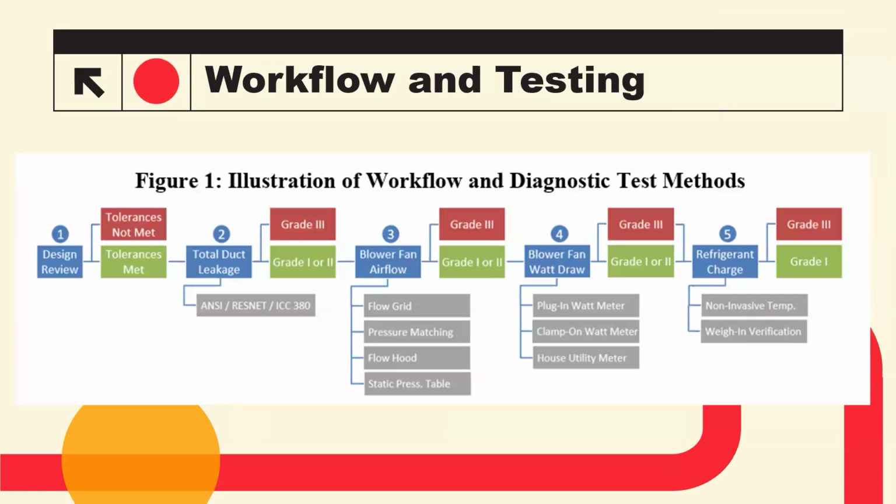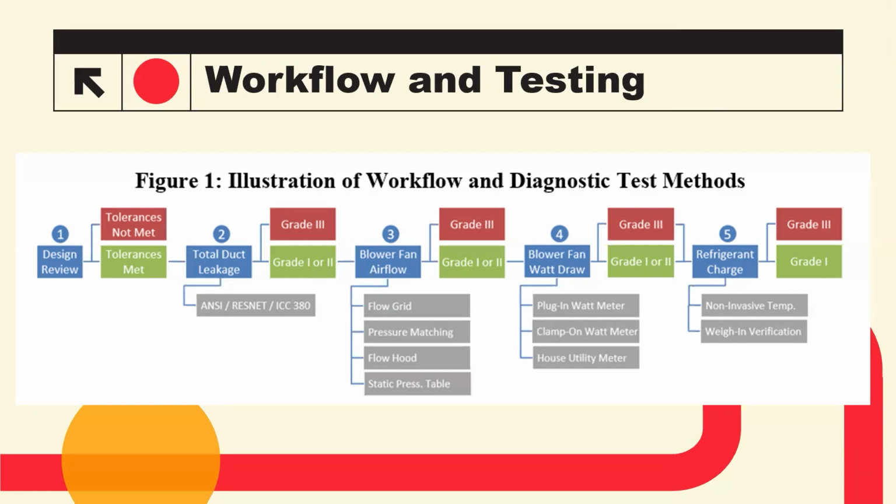So one thing we look at, it's easier to look at it this way, and the way that it's in the standard is a workflow diagnostic testing flow chart. We start with design review, and as you can see with this, either the tolerances are met and you continue forward, or if they're not met, then you stop at that stage. Corrections need to be made, the design review needs to be readjusted, and then you move on to the next one.